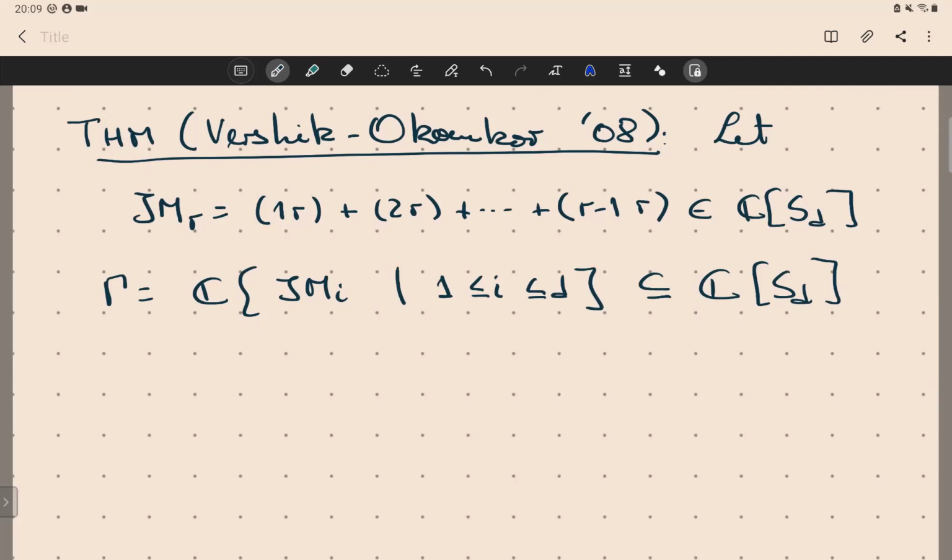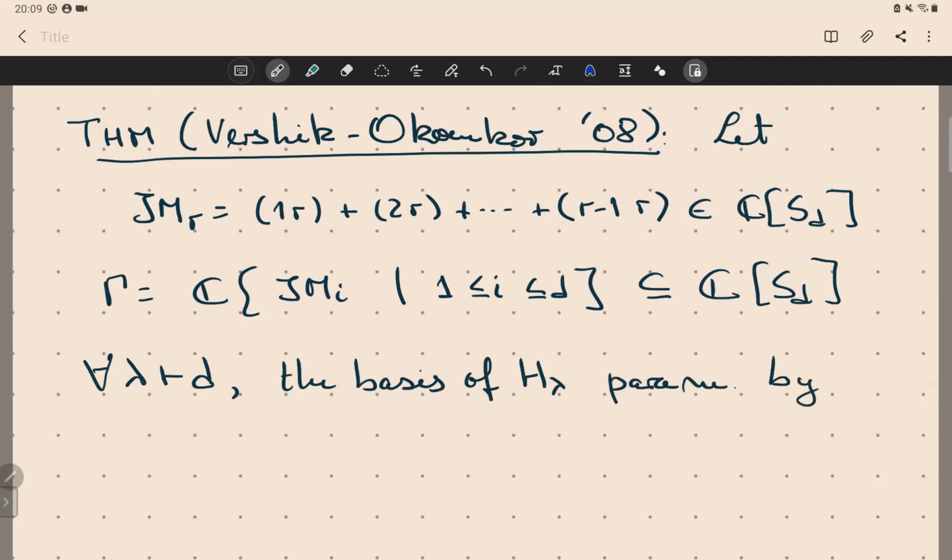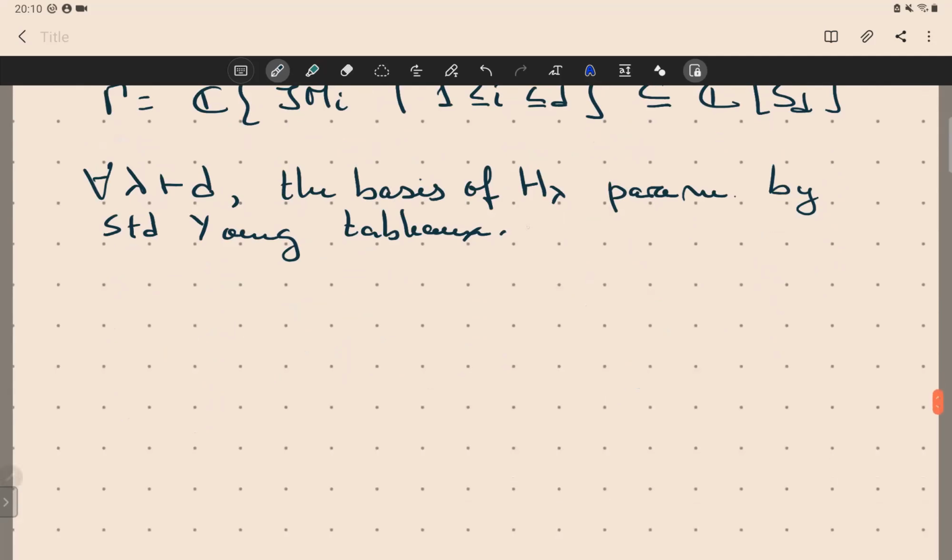And for each partition lambda, the basis of H lambda parametrized by a standard Young tableau, that is the basis obtained by successive restriction to the different copies of the symmetric group, is an eigenbasis for the Jucys-Murphy elements. Right, so each one of those vectors will be an eigenvector, a simultaneous eigenvector for all elements in my subalgebra gamma.